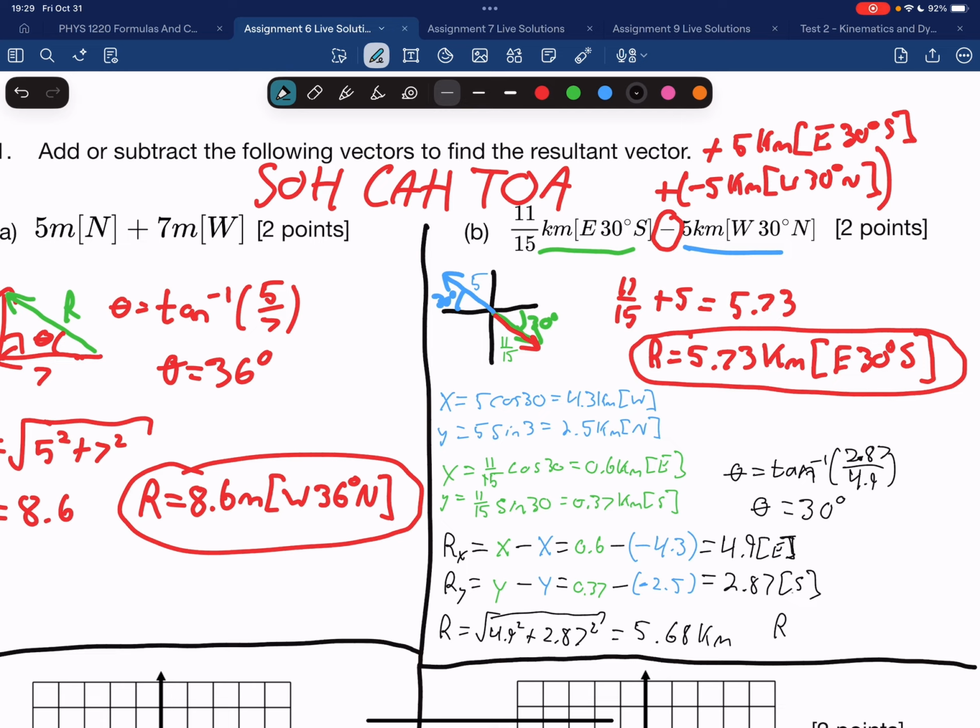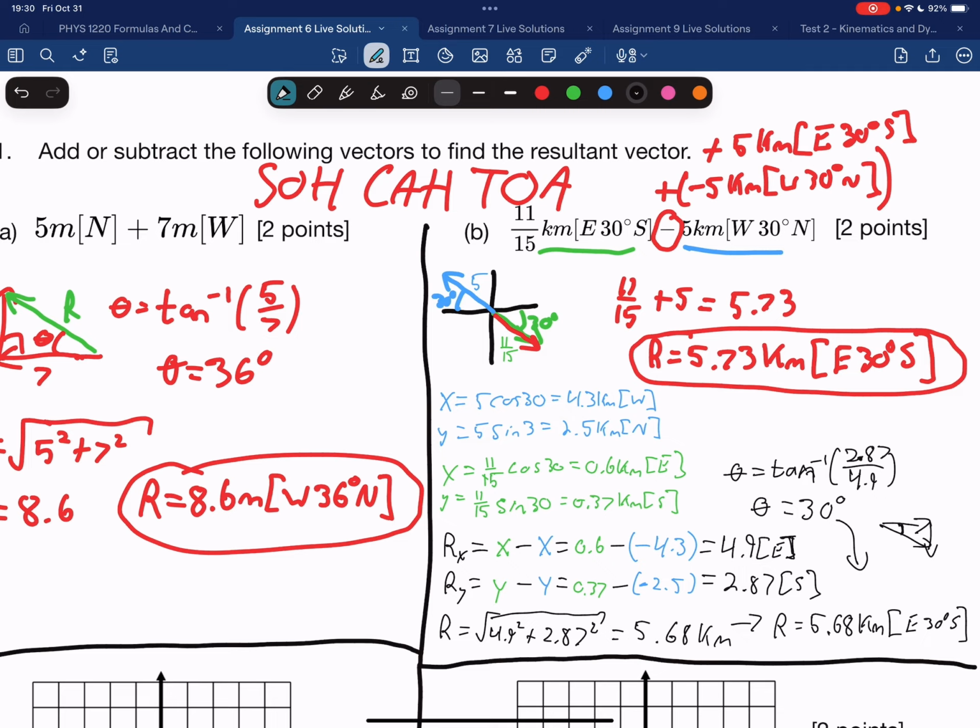And then putting these two together, the magnitude and the direction, we get a resultant vector of 5.68 kilometers. Now this is east, 30 degrees south. Again, I know I'm going east and 30 degrees south because if I were to draw these two vectors, it would be x component, y component. The resultant here, my angle is in between. I'm starting at the east arrow, moving south. So I know it's east 30 degrees south.